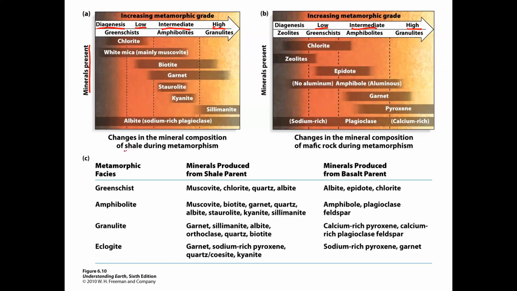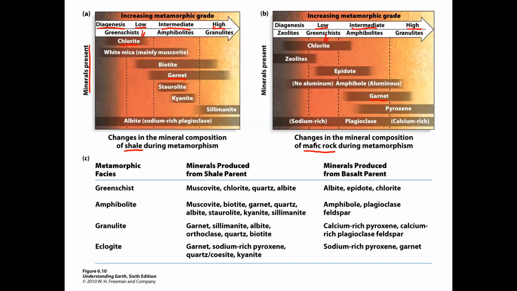This one starts out as shale, one of our sedimentary rocks with tiny little particles, right? And this one is if we were to take a mafic igneous rock like basalt and we metamorphose it. Different minerals are going to form from each of those starting materials, but they have some things in common. For example, a mineral called chlorite might form under low-grade conditions in both of these rocks. A mineral called garnet might form in intermediate conditions in both of these rocks. And then there are some minerals that only form in one.